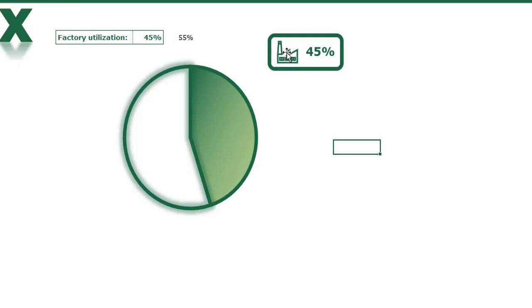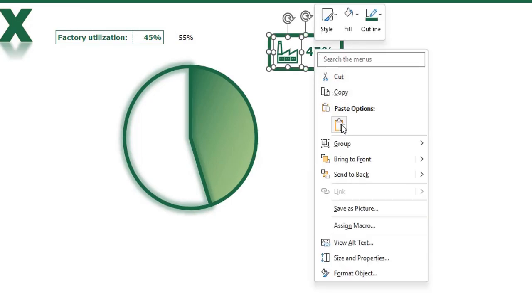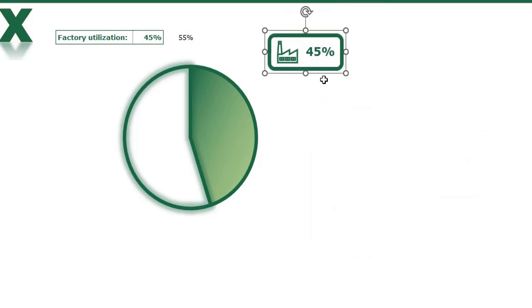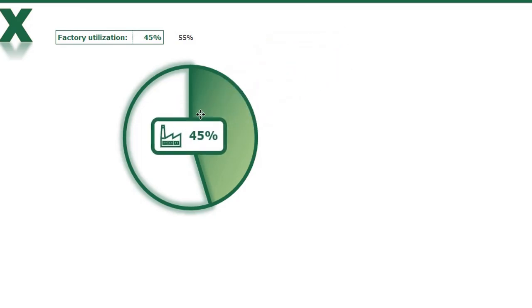We can group these two by selecting the picture, and after that hold your Ctrl key and select your shape. Now right click, say group, and click group again. Now it's one group. Now I can move it into my chart in here.